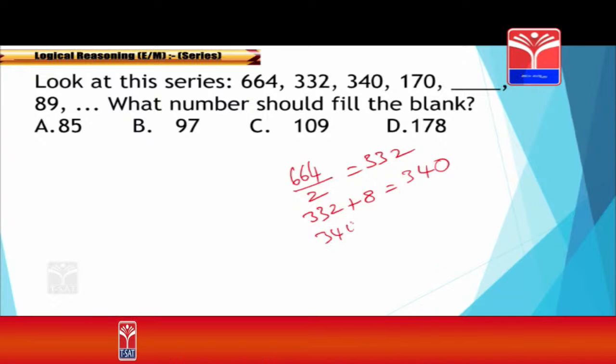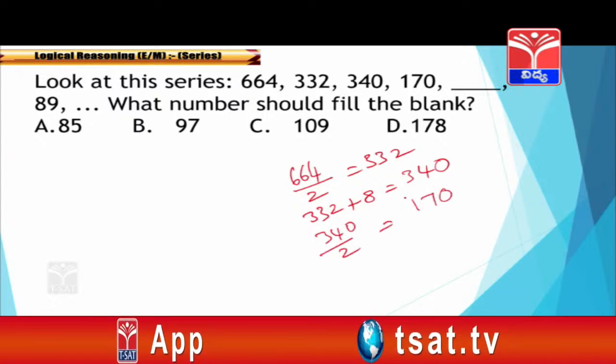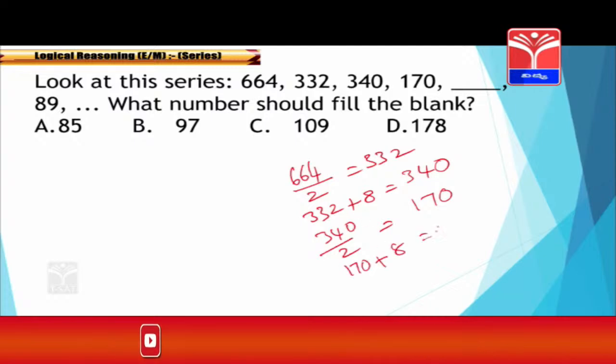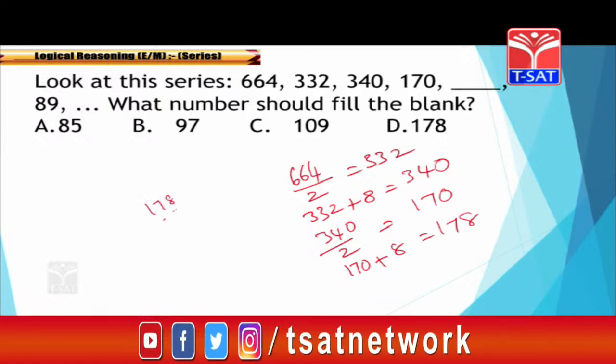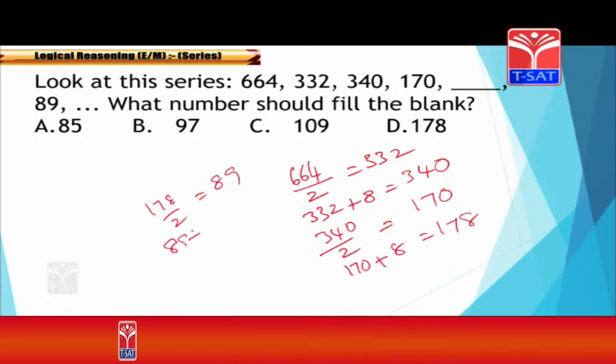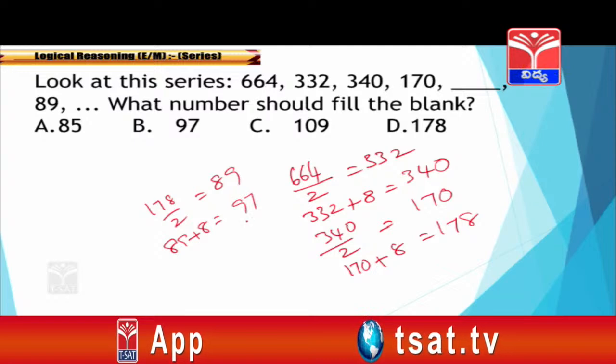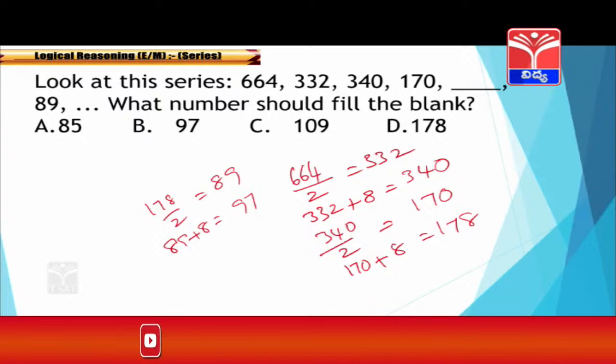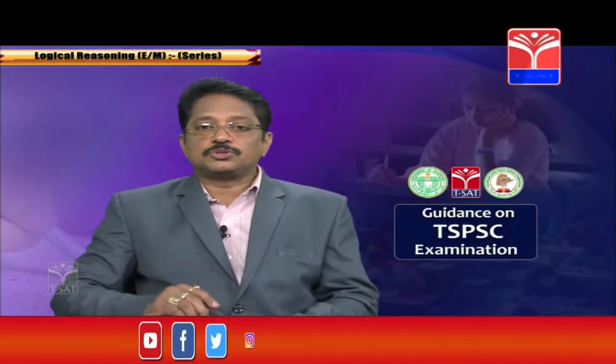When 340 is divided by 2, 170. Next, to 170 you have to add 8. It is 178. Then 178 divided by 2 is 89. Then 89 added with 8 is 97. So this is the pattern: you have to divide by 2, then add 8. Divide by 2, add 8.